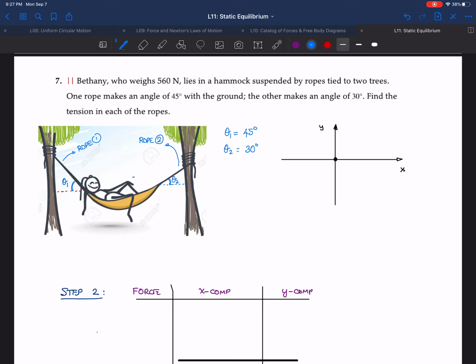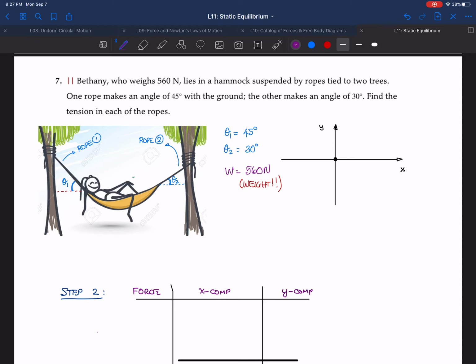So unlike the previous problem, the angles are not the same, and because of that, you will soon see that the tension in these 2 cables or ropes are not going to come out to be the same. So find the tension in each of the ropes. Okay. What other information is given? Her weight is given, so just be careful there. W is in fact given to you directly, which is 560 newtons, and that is the weight. That's not the mass, that is the weight that's given. Okay, so just keep that in mind.